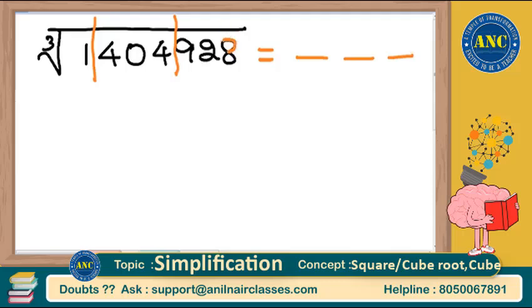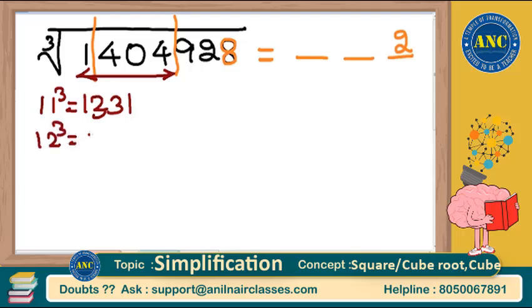The last digit is 8. It is ending with 8, which means the answer should end with 2. 8's tens complement is 2. Now think again logically, sir. Forget about the partitions for this. It is 1404. 11 cube is 1331 and 12 cube is nothing but 1728.